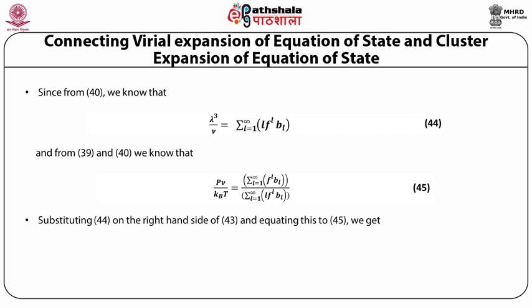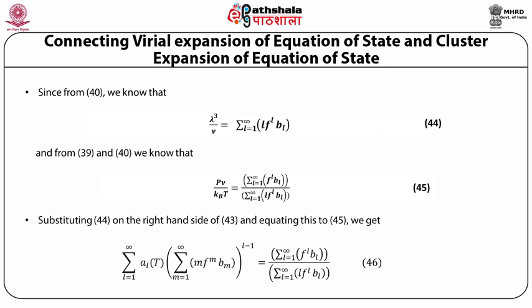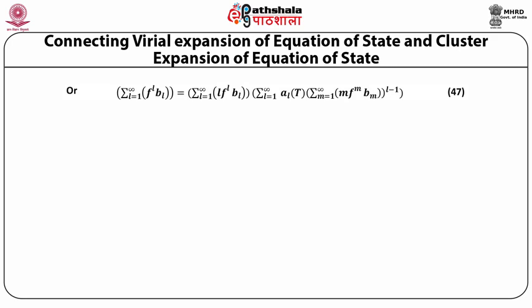Substituting 44 on the right hand side of 43 and equating this to 45, we get summation over l equals 1 to infinity A_l(T) multiplied by (summation over m equals 1 to infinity m f raised to power m b_m) raised to power l minus 1 is equal to summation over l equals 1 to infinity f raised to power l b_l divided by summation over l equals 1 to infinity l f raised to power l b_l, or summation over l equals 1 to infinity f raised to power l b_l is equal to summation over l equals 1 to infinity l f raised to power l b_l multiplied by summation over l equals 1 to infinity A_l(T) multiplied by (summation over m equals 1 to infinity m f raised to power m b_m) raised to power l minus 1.